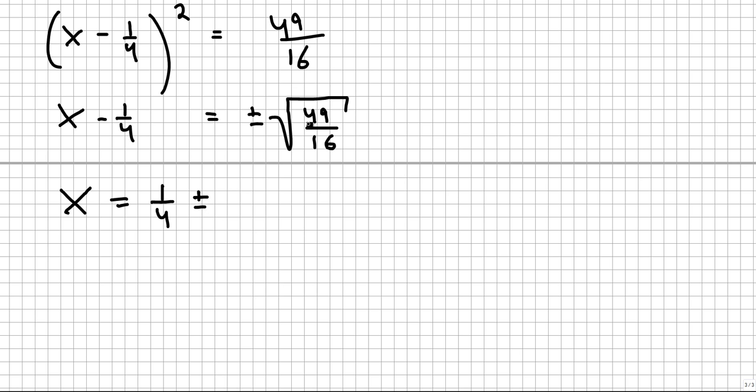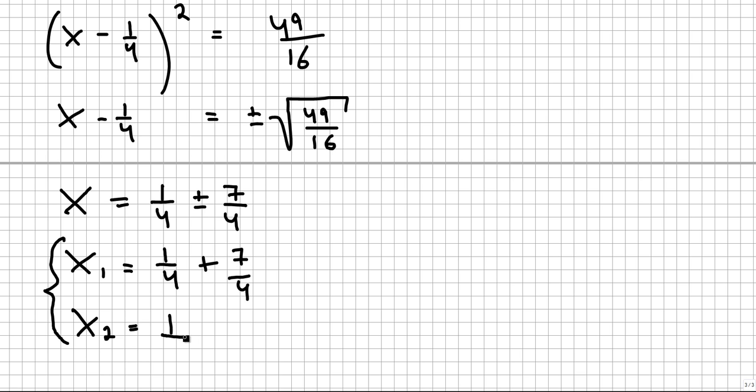Let's calculate this. Square root of 49 is going to be 7. Square root of 16 is going to be 4. We recognize this from before. So the first solution, x1. The second solution, x2. Let's take 1 over 4 plus 7 over 4. And the second solution, 1 over 4 minus 7 over 4. This is 2, and this is minus 6 over 4, which is minus 3 over 2.